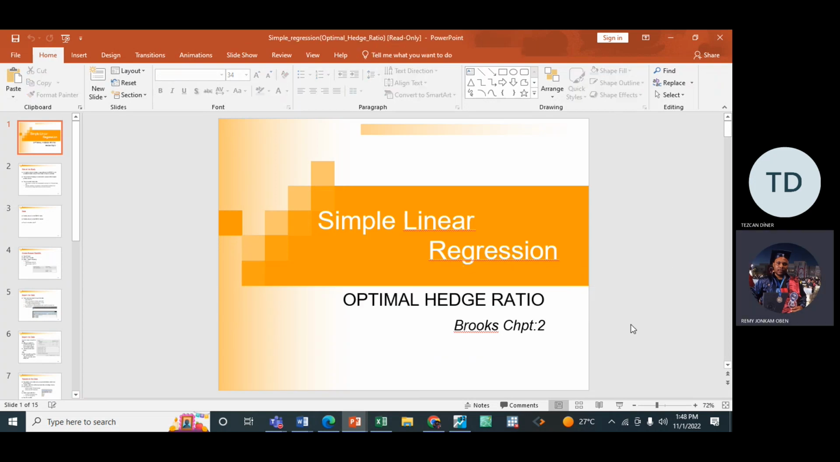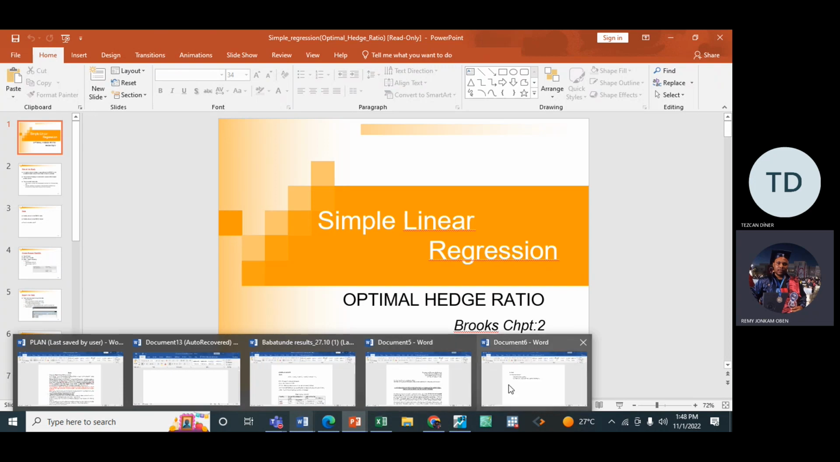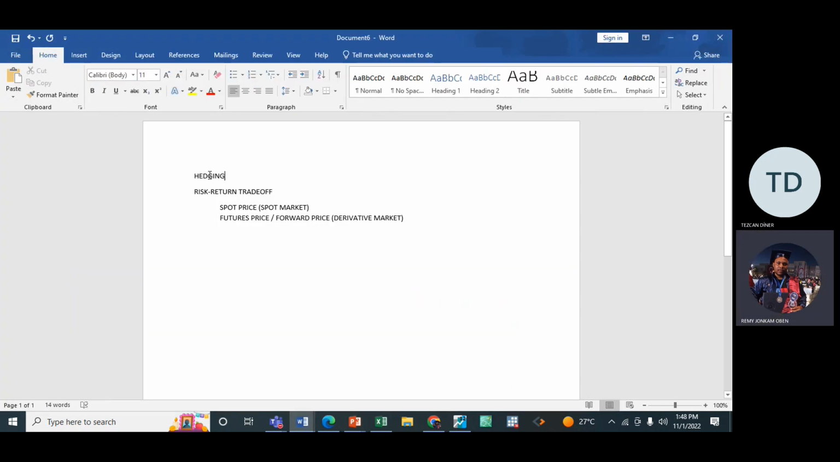What is optimal hedge ratio? By the way, what is hedge ratio? If you come back here, I told you hedging is trying to reduce risks, a mitigating strategy. Now, how do you know what portion of the instrument you should hedge for? These instruments can be anything. It can be commodities, it can be currencies, it can be foreign exchange, it can be anything you want to hedge, any instrument in the financial market.